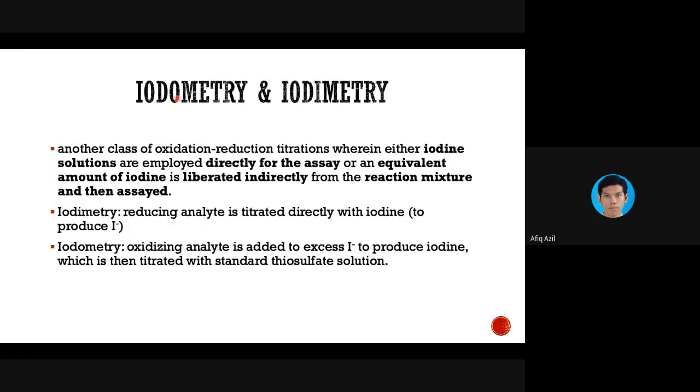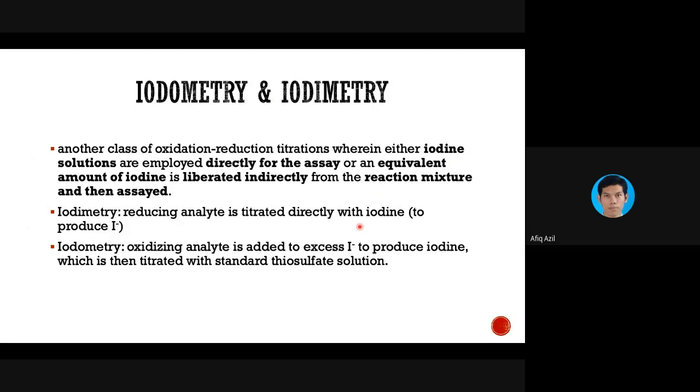Next, the third example of redox titration is iodometry and iodimetry. Don't get confused. This involves the use of iodine solution. The iodine solution will be used directly for the assay, or an equivalent amount of iodine is liberated indirectly from the reaction mixture before being assayed. So in iodimetry, a reducing analyte is titrated directly with iodine. The analyte, which is the sample test solution, is titrated directly with iodine.